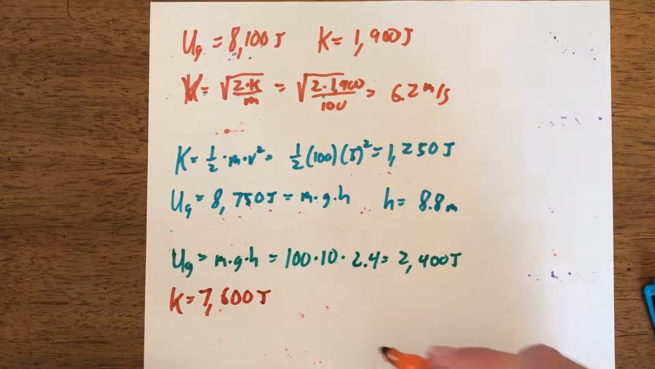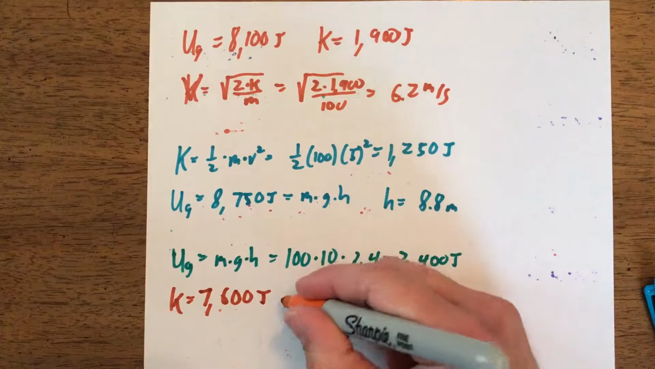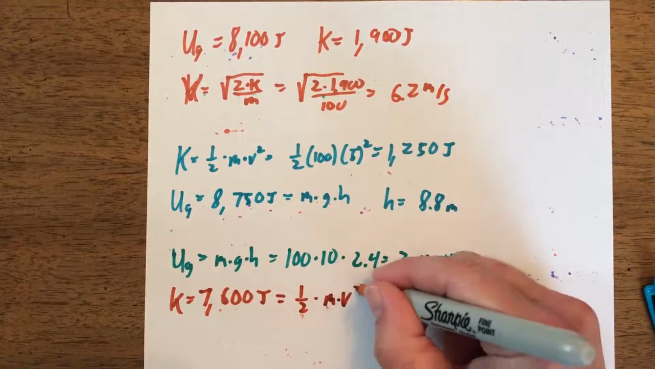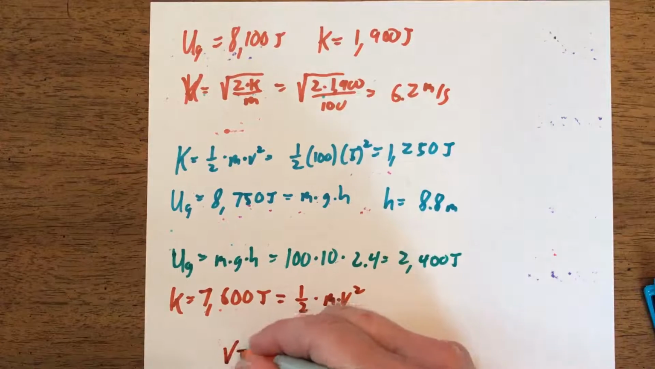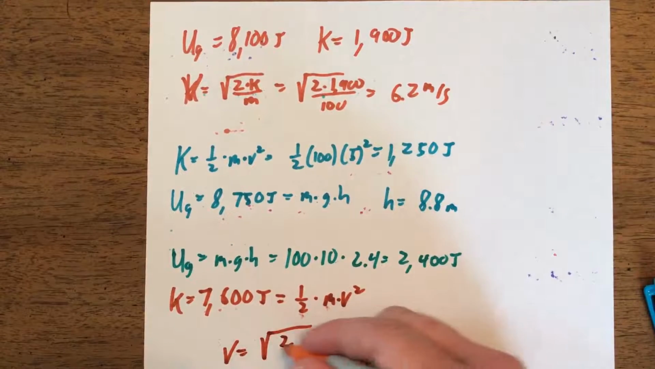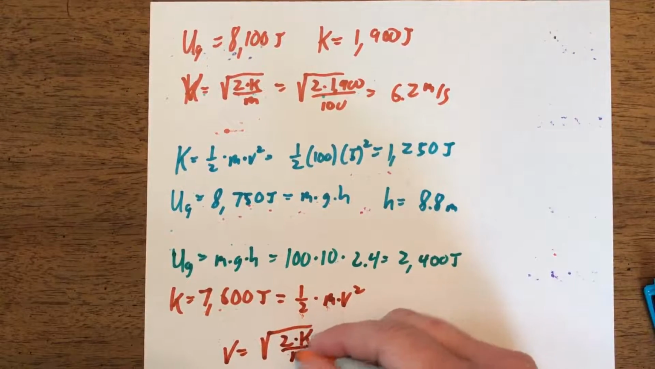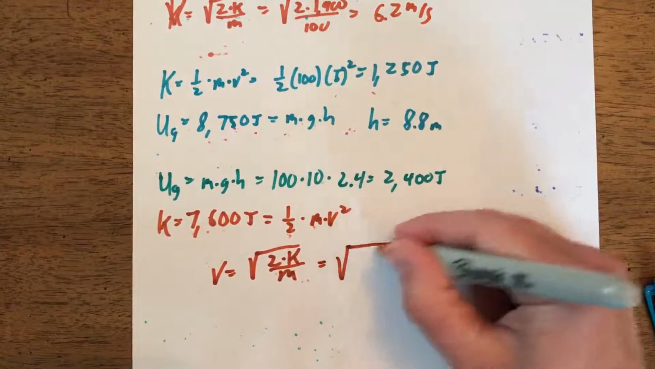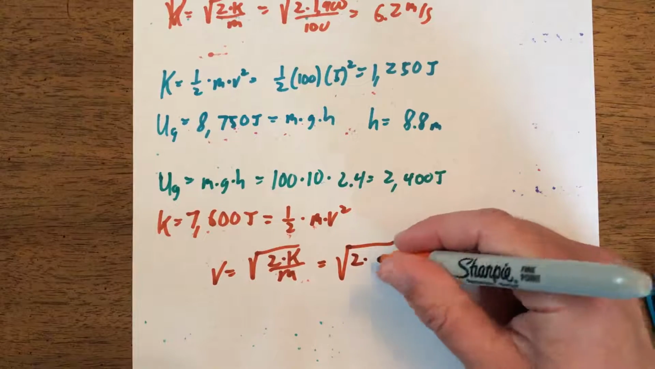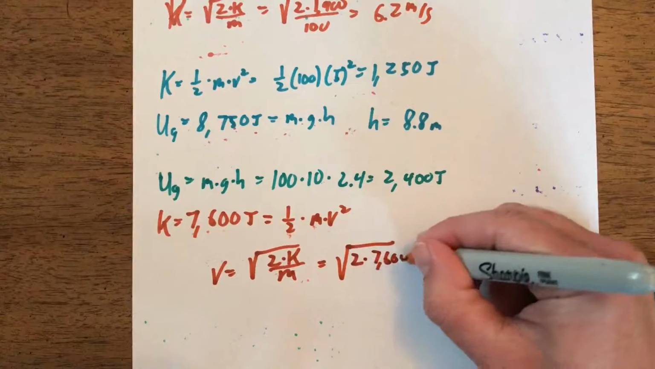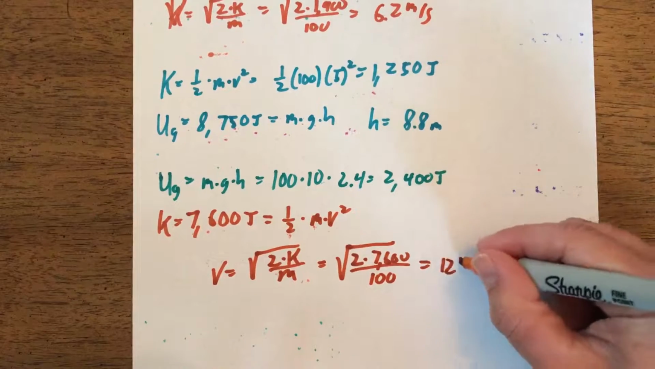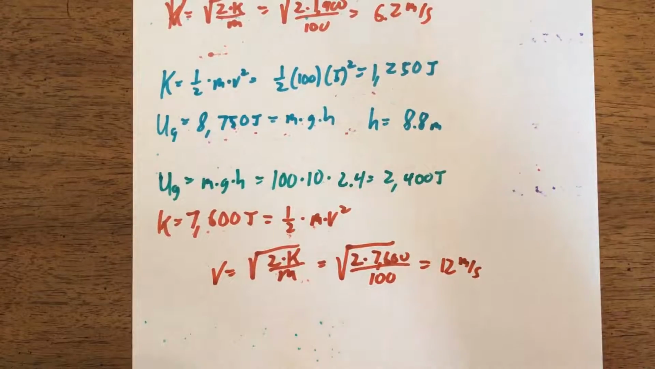So that is going to be 7,600 joules of kinetic. And we want to figure out a speed, so we set that equal to 1/2 times his mass times velocity squared. So again, if we rearrange it, we'll get the velocity is equal to 2 times kinetic energy over the mass, square root of all of that, and then plug those numbers in there. So 2 times 7,600 over 100, and you'll get about 12 meters per second there.